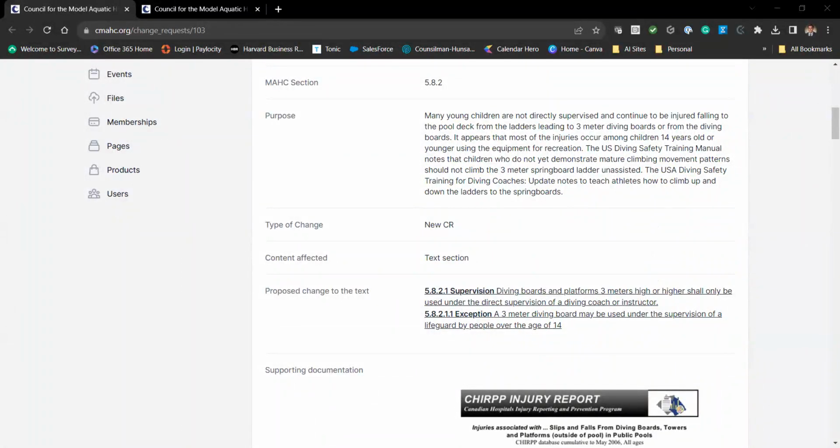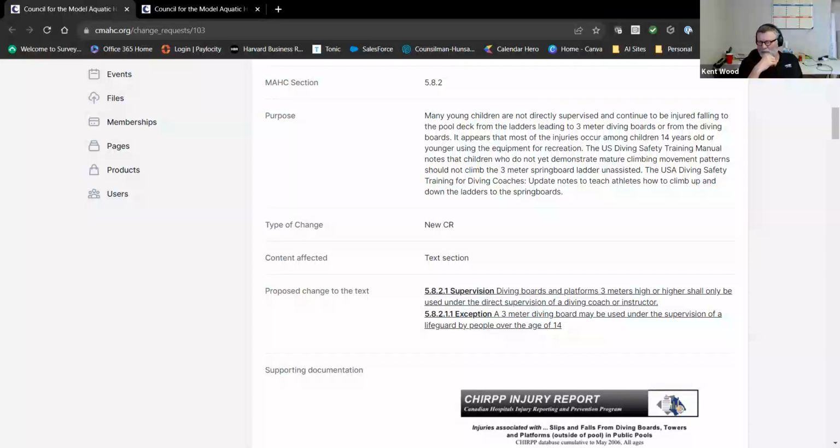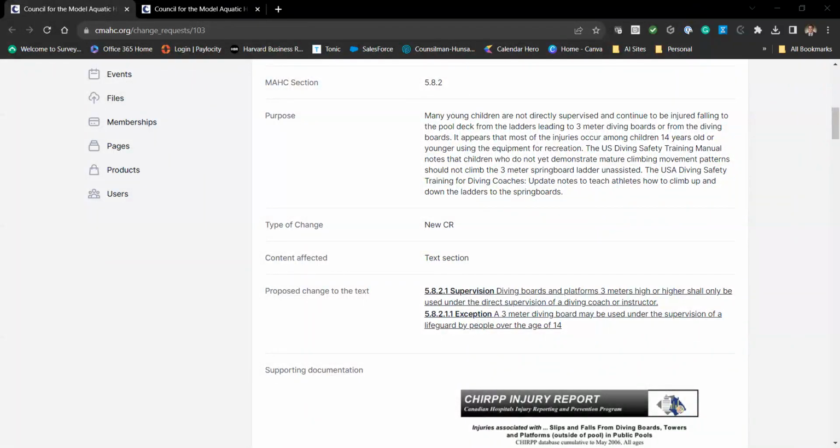Anybody else go either way? Yeah, and John says, look at the report from Canada and the NEISS data. Are there any issues with setting age restrictions? There are variables there, because a 15-year-old could be a really terrible swimmer.